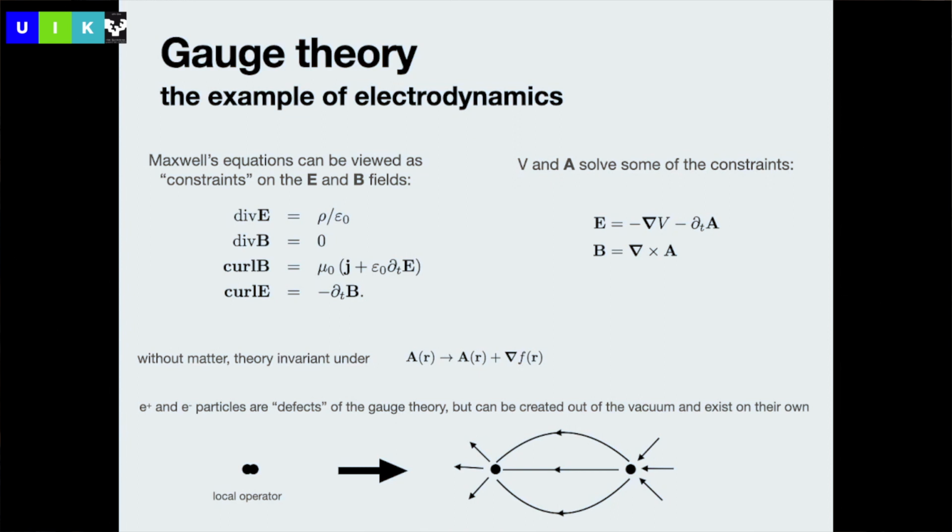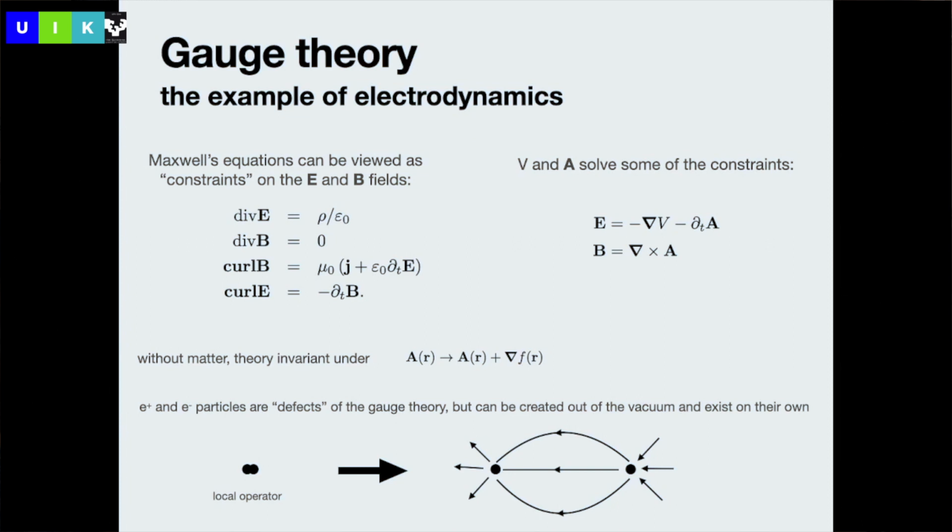And what we know also is that, another way to see electrons and holes in electromagnetism is that the positron and the electrons, okay, they're defects of the gauge theory. So they're places where the constraint for the theory without matter is not satisfied. So if we, for example, put divergence of E equals 0 here, it is not satisfied.